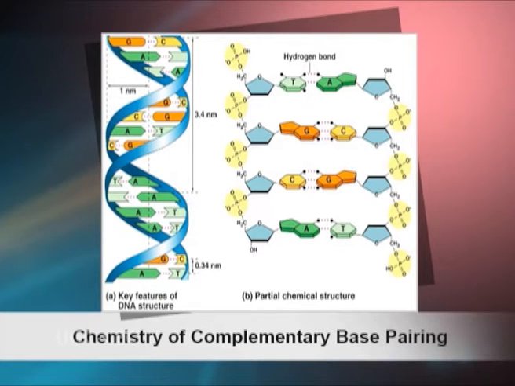A, that is adenine, is paired with T, that is thymine, through 2 hydrogen bonds. G, guanine, is paired with cytosine through 3 hydrogen bonds. Please see the figure on screen. This shows the chemistry of complementary base pairing.